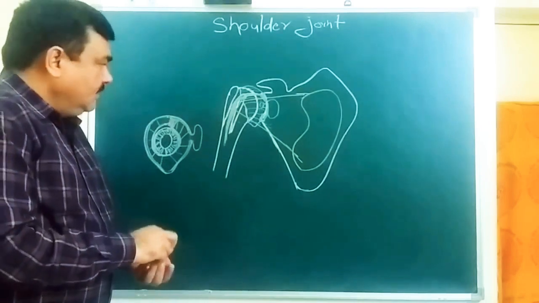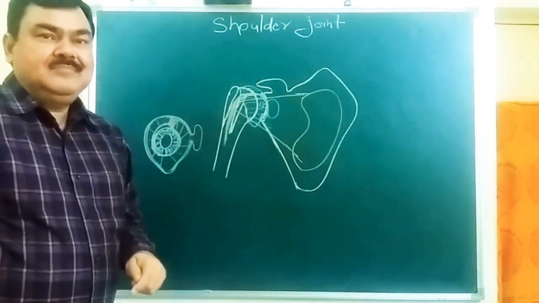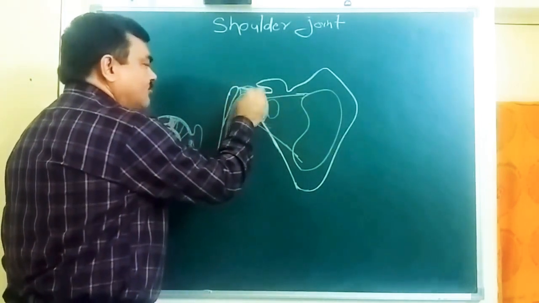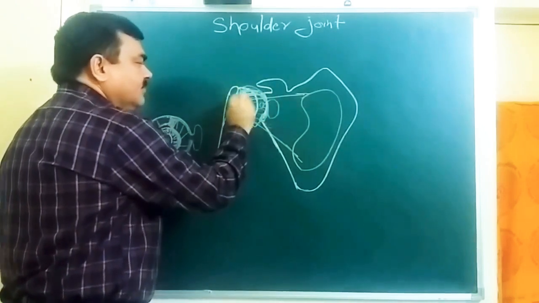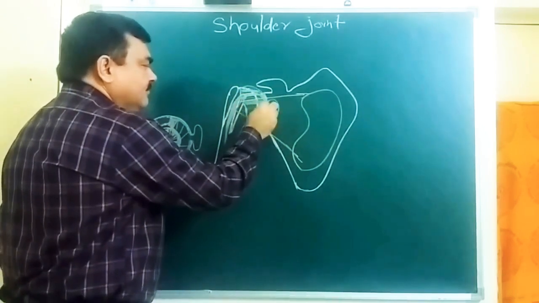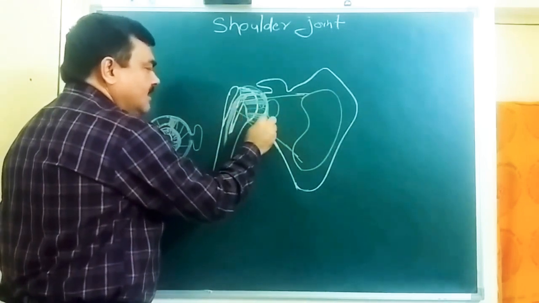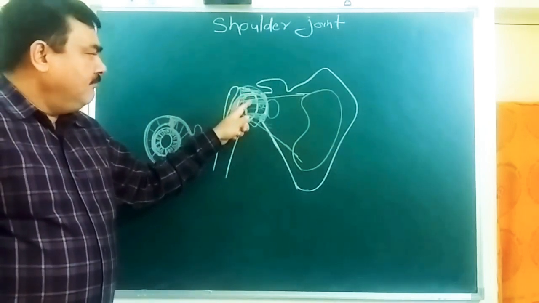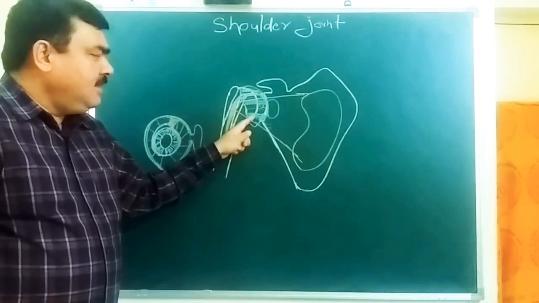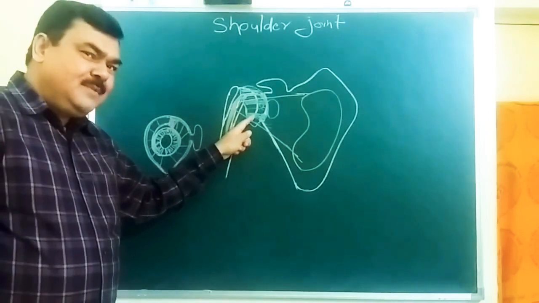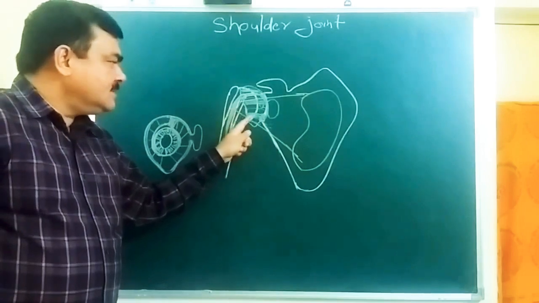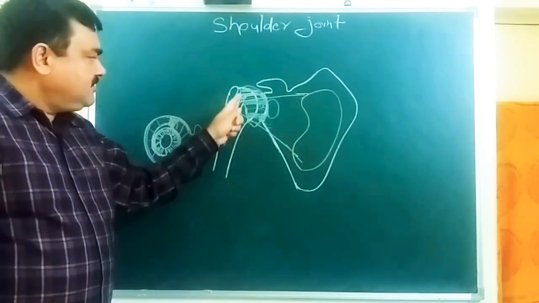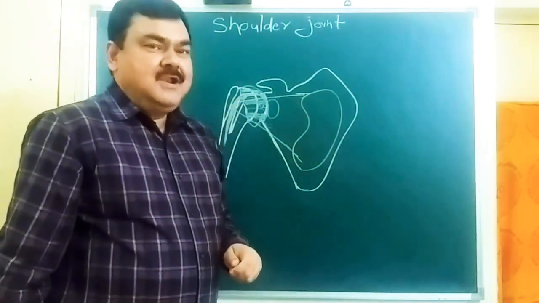Now, this capsule is anteriorly reinforced by 3 ligaments. Here is glenohumeral ligament. So it is superior glenohumeral ligament, middle glenohumeral ligament, and inferior glenohumeral ligament. Glenohumeral means between glenoid cavity and humerus. Superior, middle, and inferior. So by these 3 ligaments, it becomes strong anteriorly.